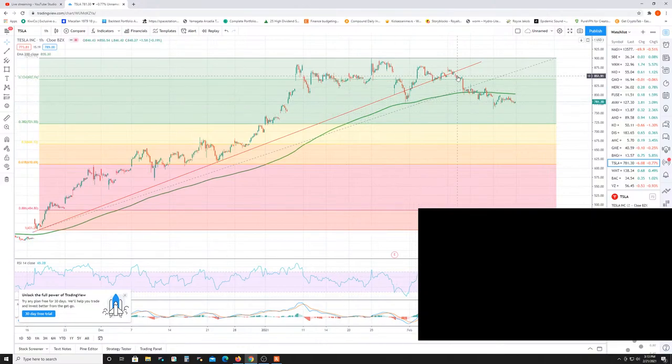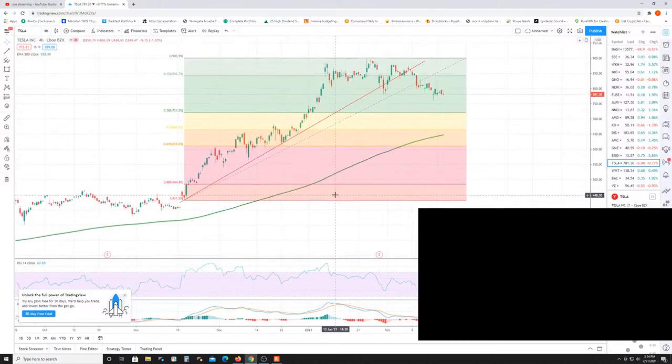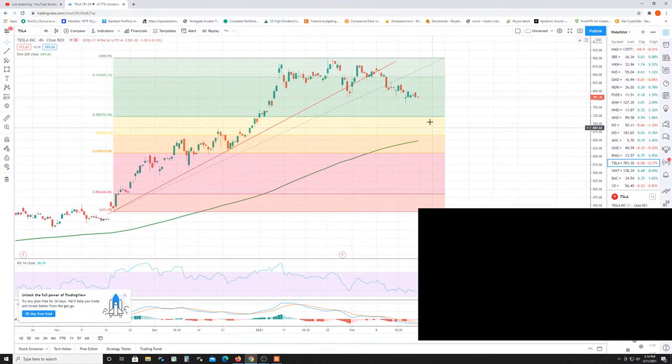So it did break our uptrend line right here. I said a couple weeks ago that if it broke our uptrend line, it was going to fall all the way back down to the green EMA and use that as support. It did use this for support for a little while. And then it broke down and now it's trading below the 180-day EMA on the 1 hour chart. But let's look at the 4 hour chart real quick. All right, so we still got a little ways to go on the 4 hour chart.